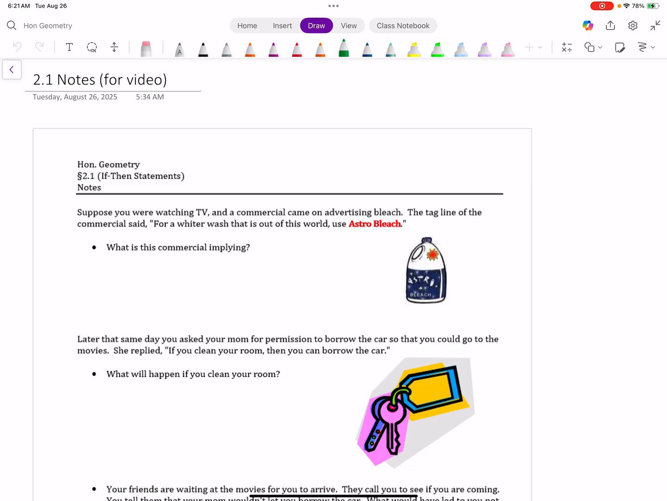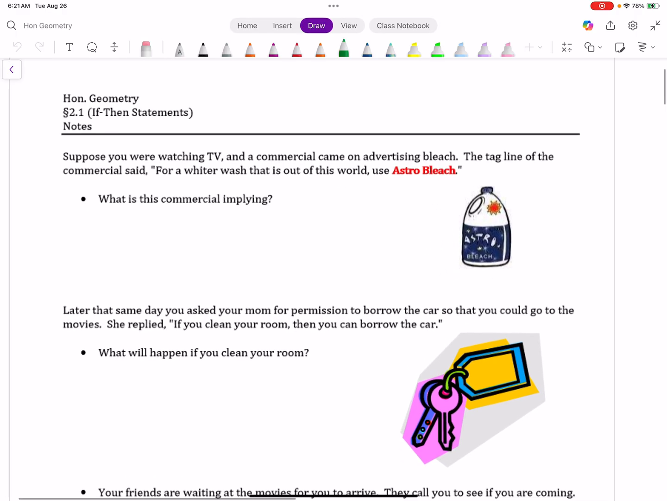So, chapter 1 was about getting down the basic terminology, basic vocabulary, basic symbols in geometry. Chapter 2 is all about how do you prove something that you might not have known before, and officially prove it, not just go, well, that makes sense. So it's got some vocabulary that has to go with it. So we're going to start out with if-then statements. That's what section 2.1 is.